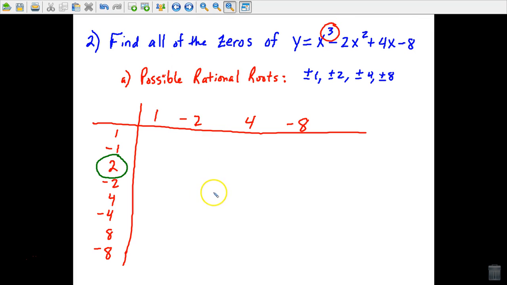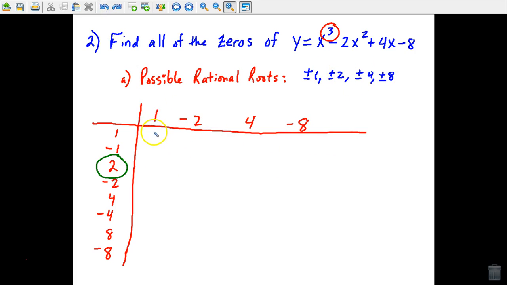Okay, let's try another one. I went ahead and listed all of the possible rational roots, all the factors of -8. It's just like we had before with +8. And then that would go over all of the factors of +1, but that doesn't change anything since we're dividing by 1. So I'll just leave it as these 8 numbers.